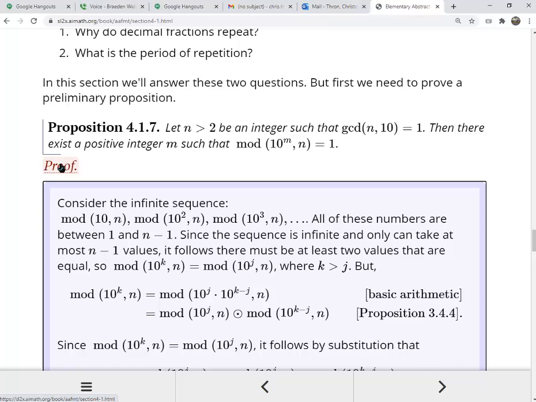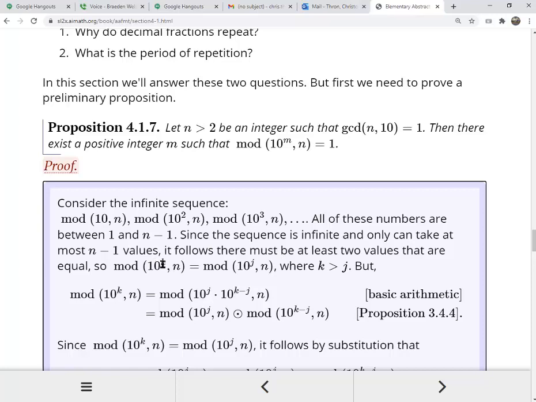Okay, we can take the remainder of 10, the remainder of 10 squared, the remainder of 10 cubed, and so on. Now, when I take remainders mod n, they're always between 0 and n minus 1. It will never be 0 because no power of 10 will have a common factor with n, because n and 10 are relatively prime. So if I raise 10 to any power, that power of 10 is still going to be relatively prime. Now, this is an infinite sequence, and it can only take at most n minus 1 values. So there must be 2 values that repeat.